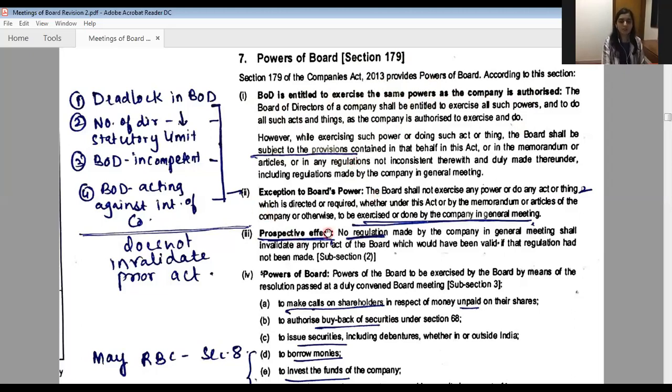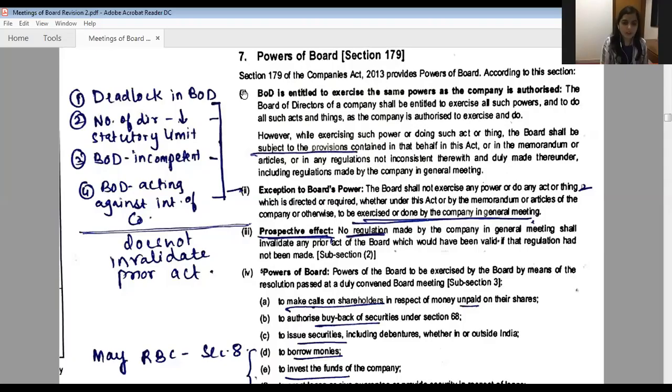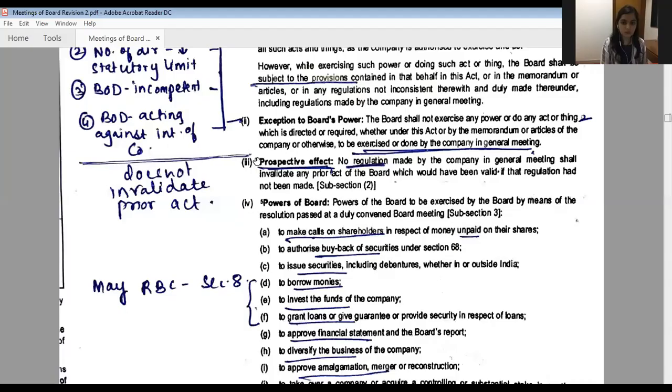Then the second point states the exception to the board's powers. The exception states that the board cannot exercise the power in these four cases. That is, there is a deadlock in the board of directors. Second, the number of directors falls below the statutory limit. The third is the board of directors becomes incompetent. And the fourth is the board of directors acts against the interest of the company. Then the next point states that no regulation shall have retrospective effect, that it will not validate or invalidate any prior act.